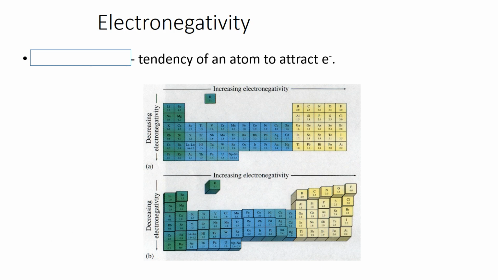All right, so there are actually 2 words that tend to get used here. Electronegativity, and I'm going to write the other one on the board in just a minute. But electronegativity, by definition, is the tendency of an atom to attract more electrons. So based on that definition, which elements do you expect to have the highest electronegativity?